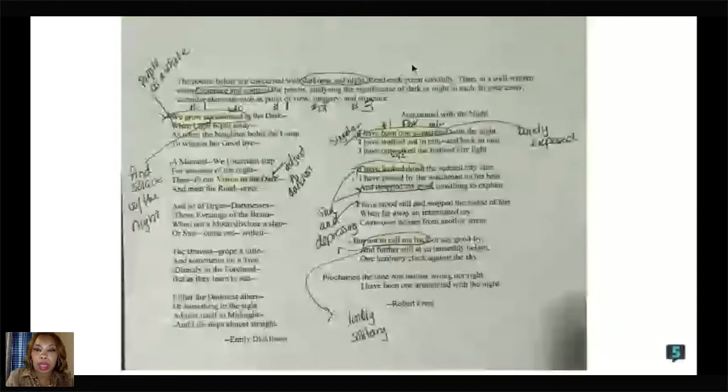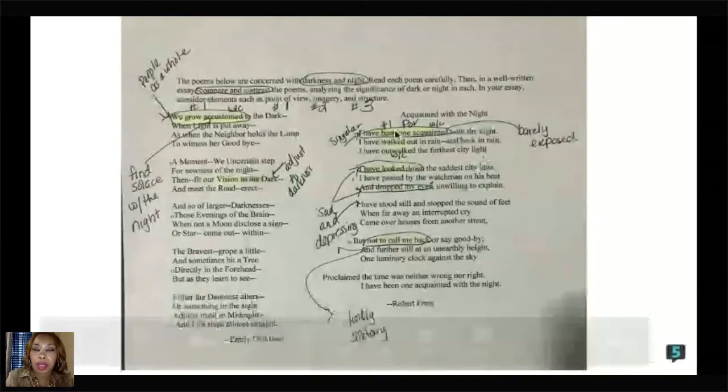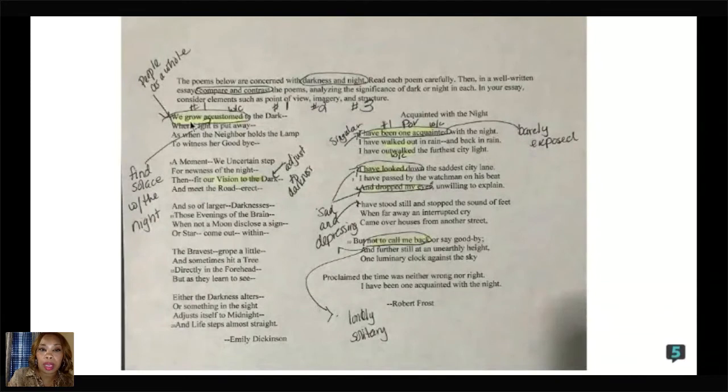So if you look to the second poem, "Acquainted with the Night" by Robert Frost, I've circled "I have been acquainted," "I have been one acquainted." The first thing I notice is that "I" is singular. That's different from "accustomed to the dark," because that is inclusive with the "we." So now I have a singular point of view and a plural.